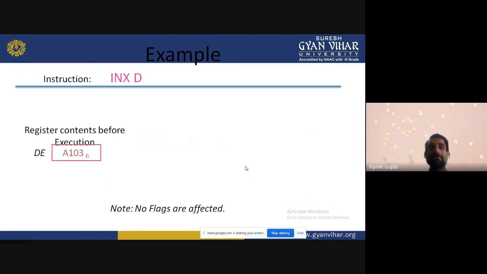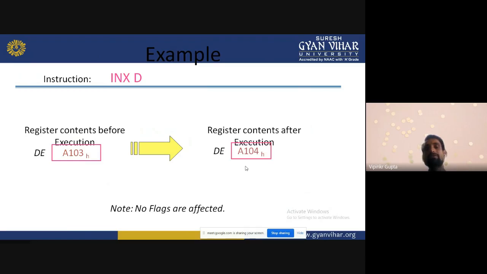Suppose the D register has A1 and the E register has 03. Then we increment that whole value by 1. So the value changes, and we get A104. No flags are affected in this example.